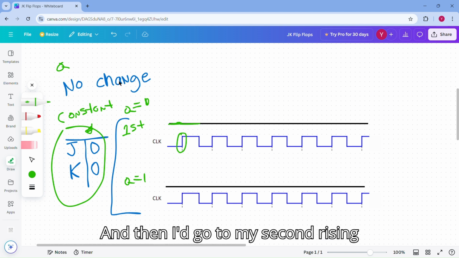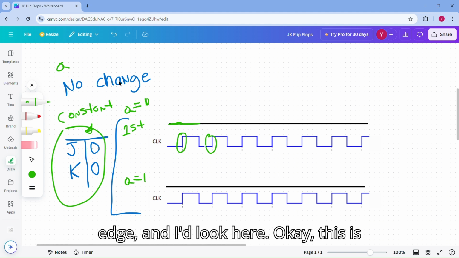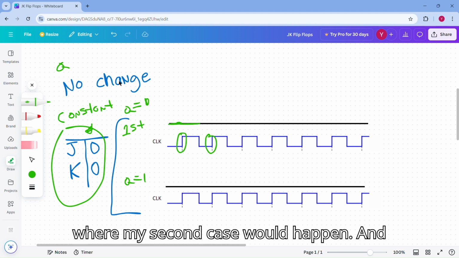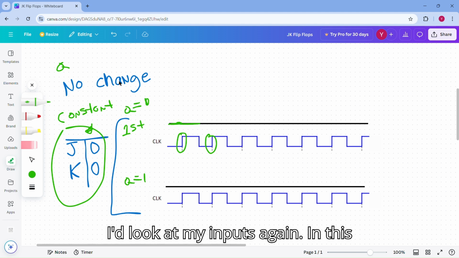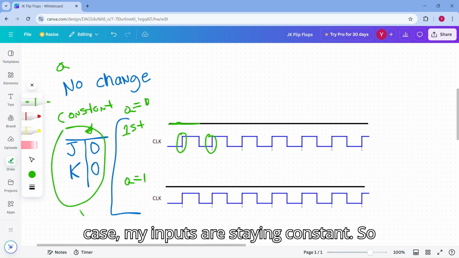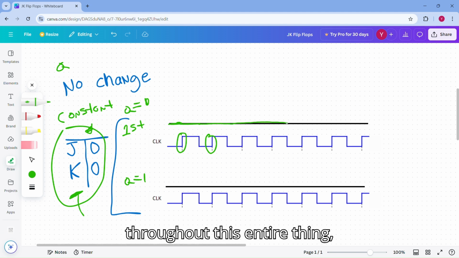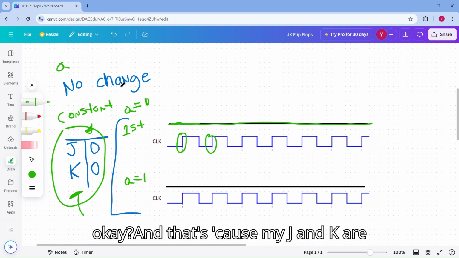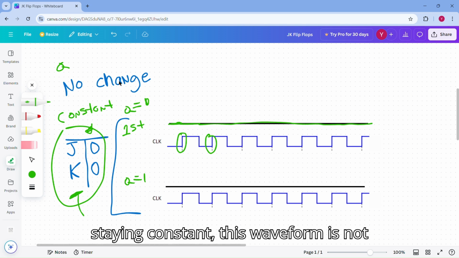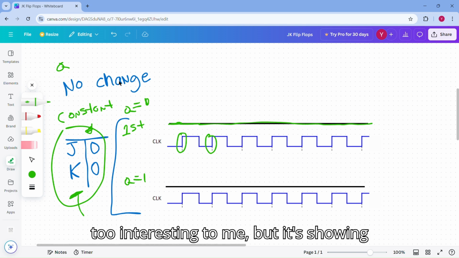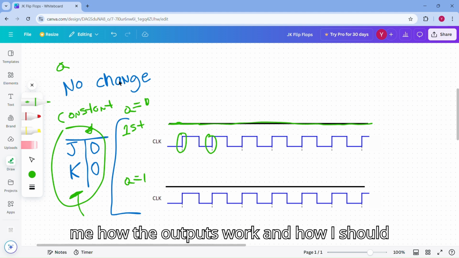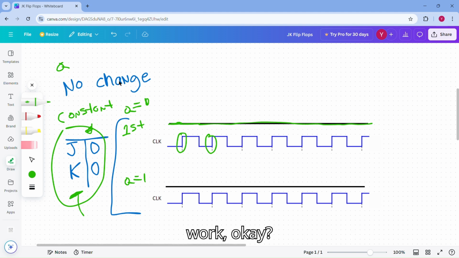And then I'd go to my second rising edge and I'd look here. Okay, this is where my second case would happen. And I'd look at my inputs again. In this case, my inputs are staying constant, so I know there's going to be no change throughout this entire thing. Okay? And that's because my J and K are staying constant. This waveform is not too interesting to me, but it's showing me how the outputs work and how I should be thinking about how the clock should work. Okay?